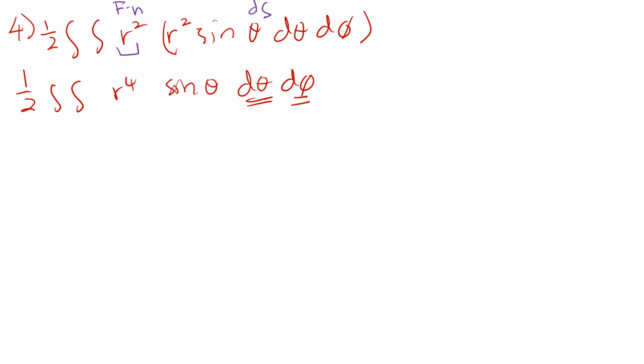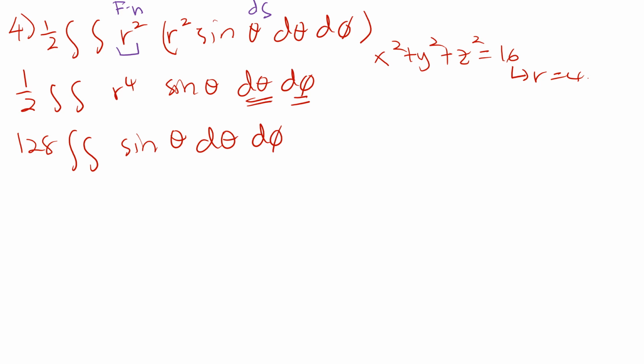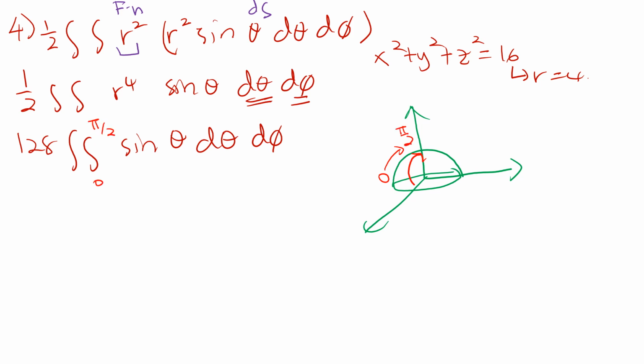So r in this case is based on the equation x squared plus y squared plus z squared equal to 16. So r is equal to 4. Substitute here, so you will get 1 over 2 times 4 to the power of 4, which is 256 divided by 2. So you get 128. So this is actually 128 sine theta d theta d phi. Okay, so your equation will be simpler now. So theta is the limit. Okay, remember the hemisphere just now? You have a hemisphere. So theta is the limit from this to this, so just 0 to pi over 2, then phi is the limit horizontally, so 0 to 2 pi.